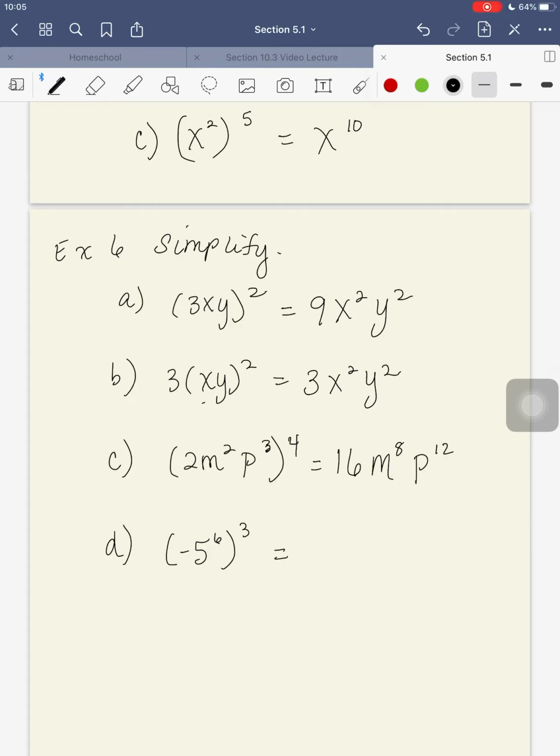All right, so first thing we're going to do is determine whether our answer should be positive or negative. With this one, you'll use the exponent that's on the outside. So if you have an odd exponent and a negative inside your parentheses, you know that that is going to evaluate to a negative. So our answer is negative, but then we do 6 times 3, so that'll be negative 5 to the 18th.